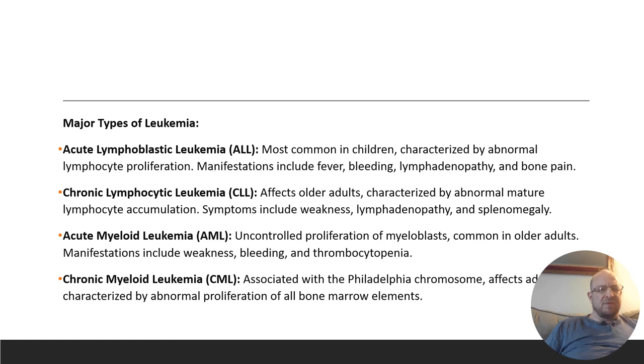Acute lymphoblastic leukemia, ALL, most commonly in children, and like all of these, characterized by abnormal lymphocytic proliferation, manifests by fever, bleeding, lymphadenopathy, and bone pain. We have chronic lymphocytic leukemia, which affects older adults, so know the differences, and acute and chronic myeloid leukemia.